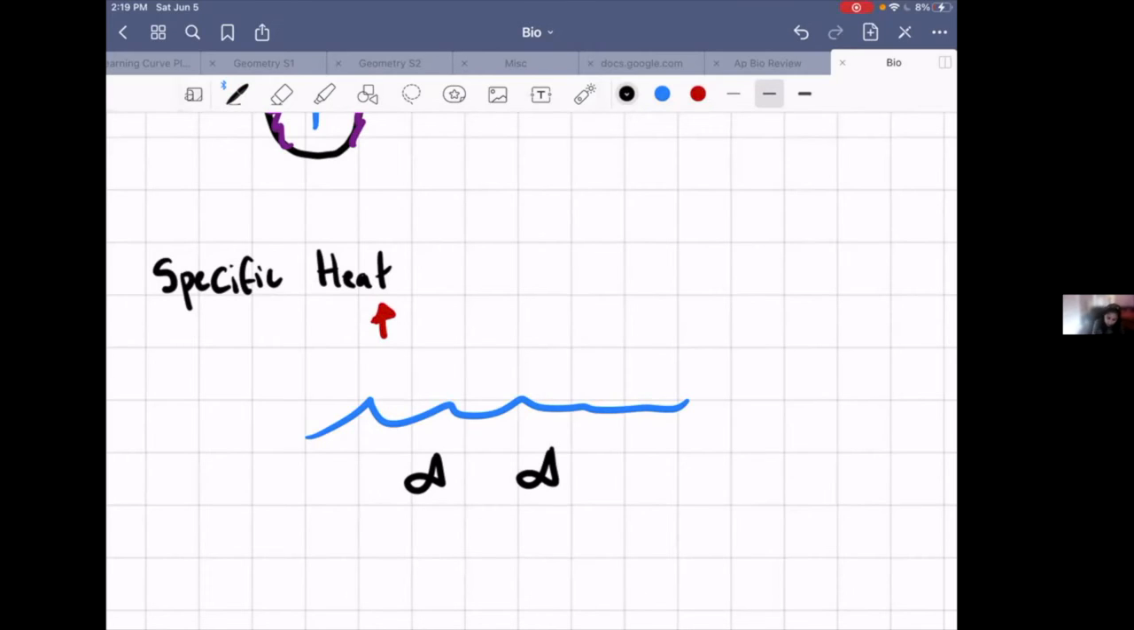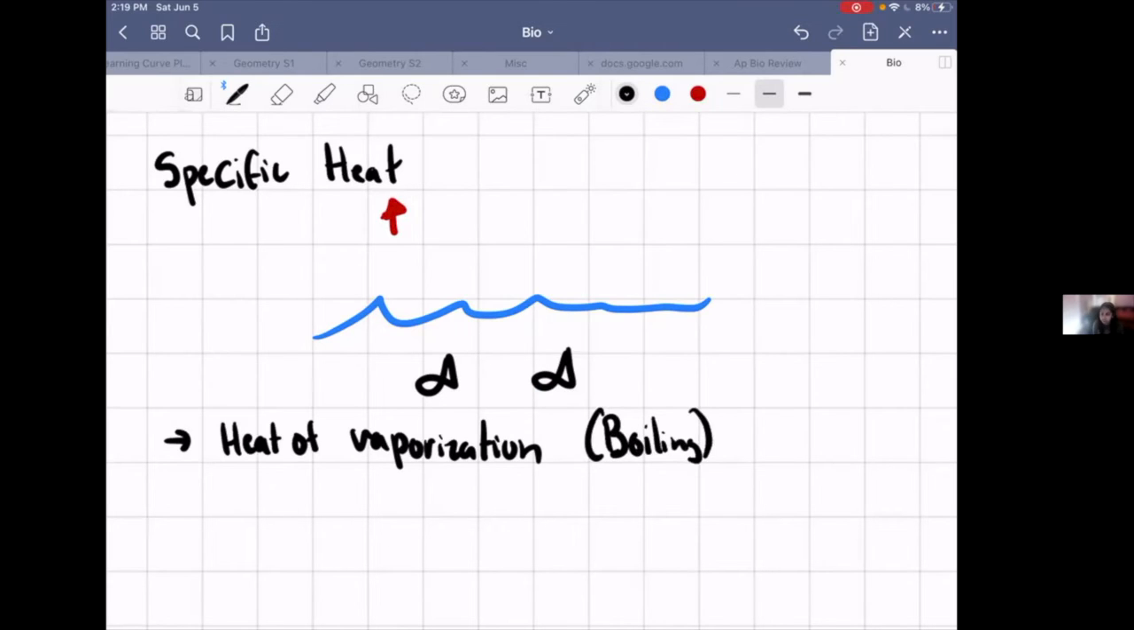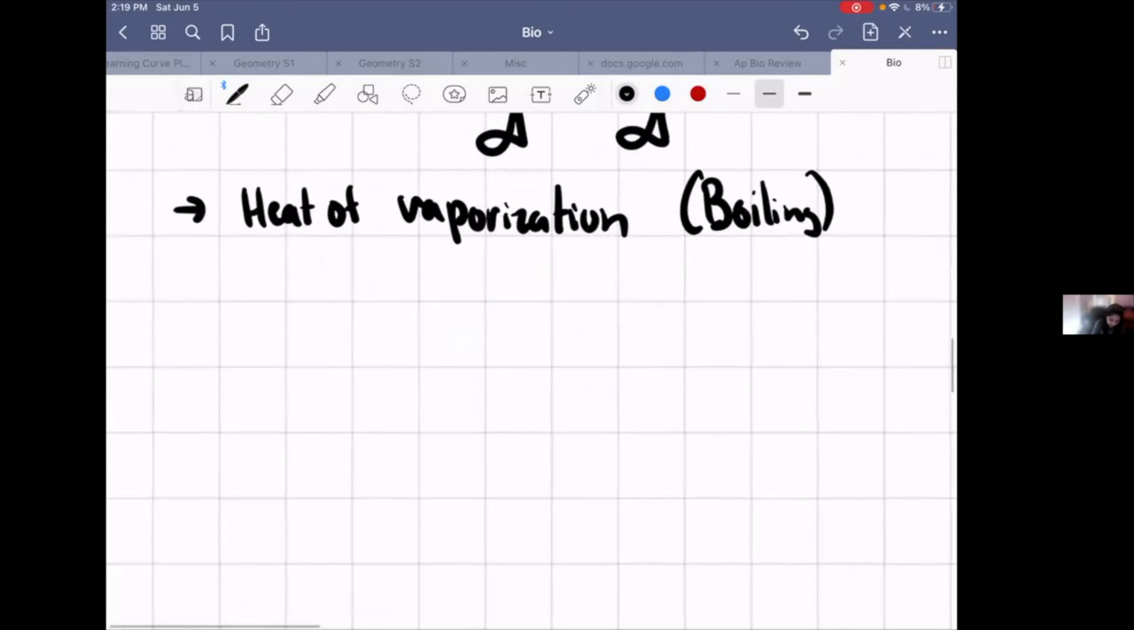And a category under this high specific heat is the heat of vaporization, which is like talking about boiling basically. And so it has a very, very high heat to boil water. So, okay. The next property that we have to talk about is density.